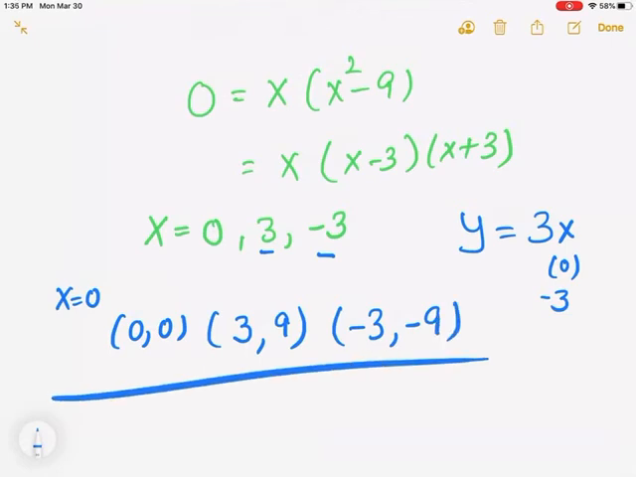It's easier if you put it in coordinate points. That way you know which x gives you which y. So it's easier if you put it in this format.